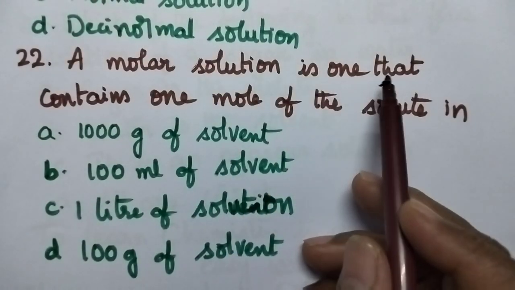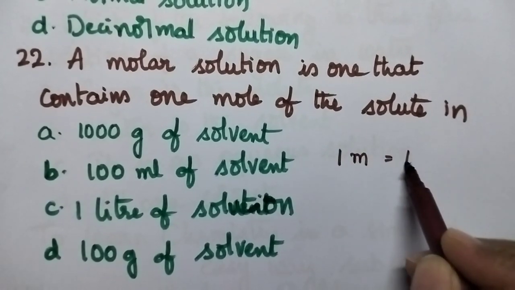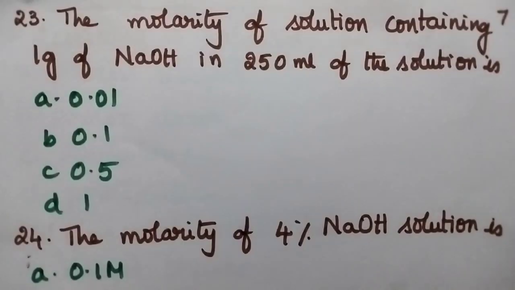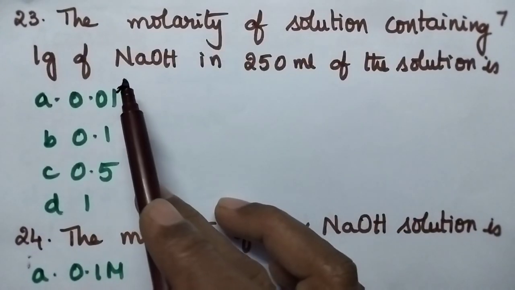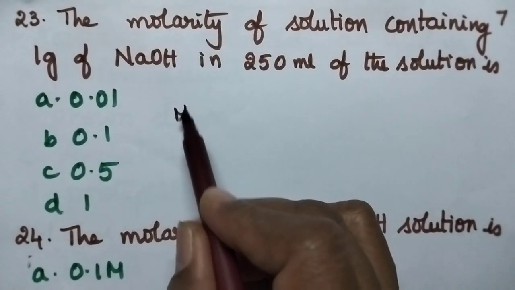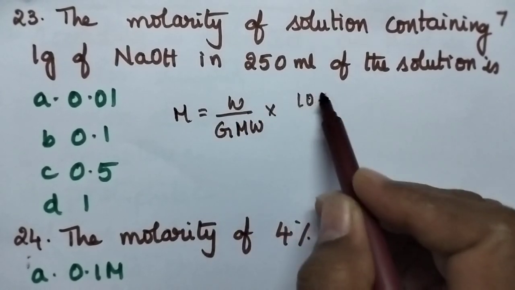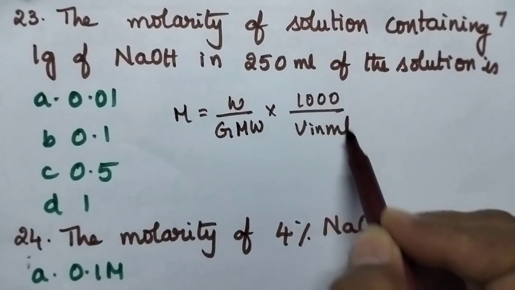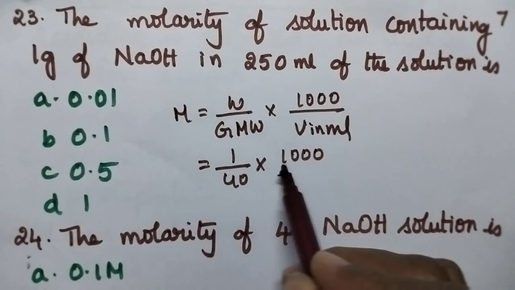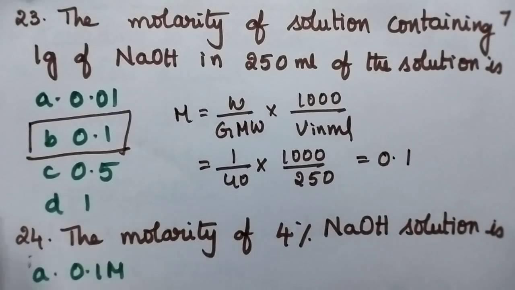A molar solution is one that contains 1 mole of the solute in. So 1 mole of the solute is present in 1 liter of the solution, and hence option C is the right answer. The molarity of the solution containing 1 gram of sodium hydroxide in 250 ml of the solution is. So here molarity is equal to weight by gram molecular weight into 1000 by V in ml. So that is equal to 1 by, here gram molecular weight is 40 into 1000 divided by 250. Hence it is equal to 0.1. So option B is the right answer.